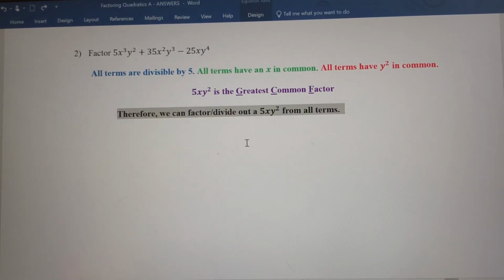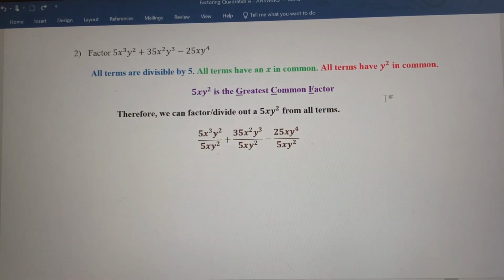So we're going to divide each of these 3 terms by that GCF, and that looks like this. 5x cubed y squared divided by 5xy squared. 35x squared y cubed divided by our GCF. And then negative 25xy to the fourth divided by our GCF. So what that leaves me with, the 5's cancel. This is x cubed over x, which means there's an x squared left there. And then these cancel because they're the same. So this first piece simplifies to x squared.